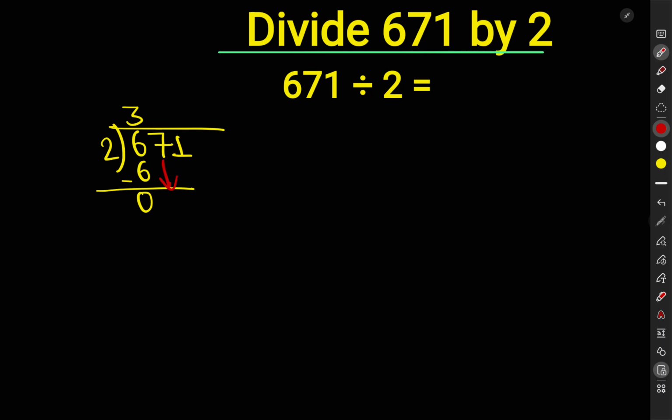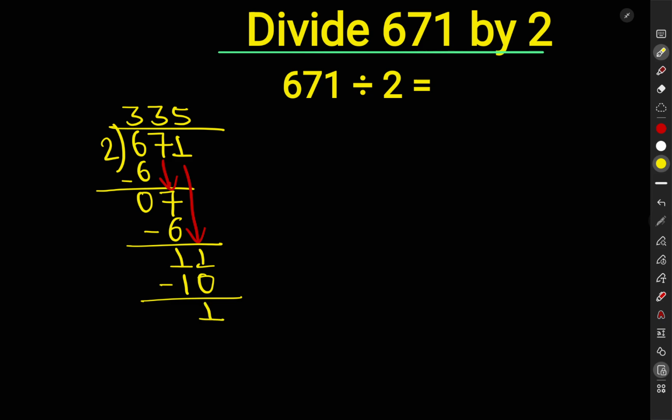So now we put down the 7 and 2 times 3 is 6. On subtracting we get 1. So again we put down this 1 and it is 11. So 2 times 5 is 10. On subtracting we get 1.